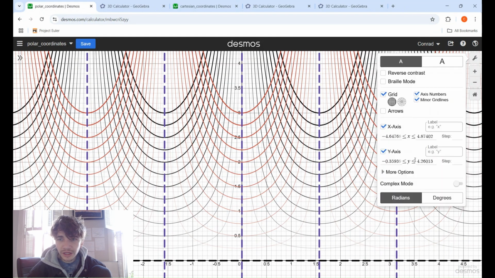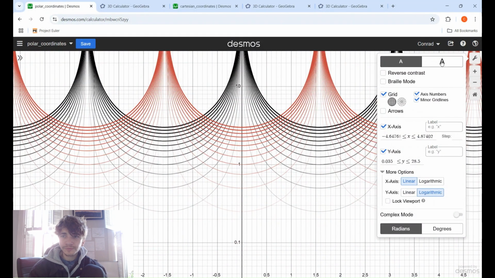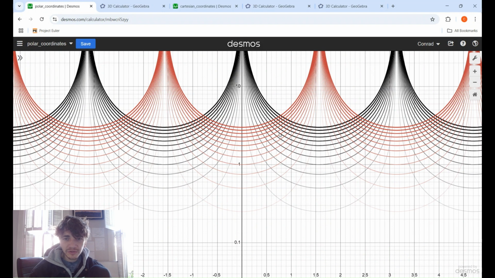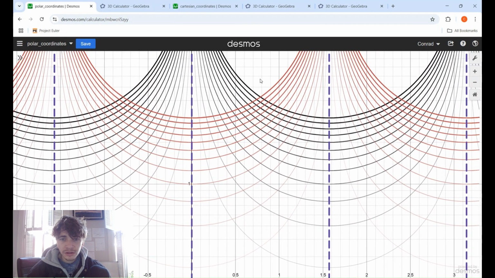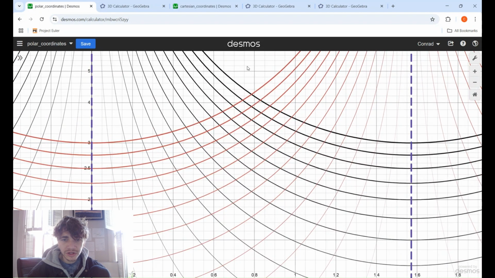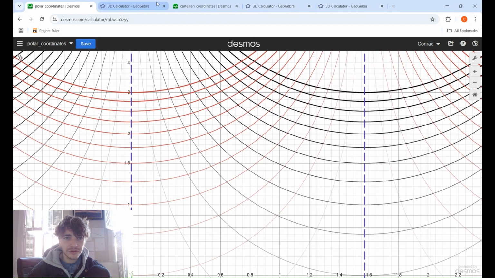We're going to go ahead and put the y-axis into a logarithmic scale, okay? And now we get this beautiful diagram here. And let's zoom in slightly. So we're going to zoom into a single quadrant of the xy plane, okay?